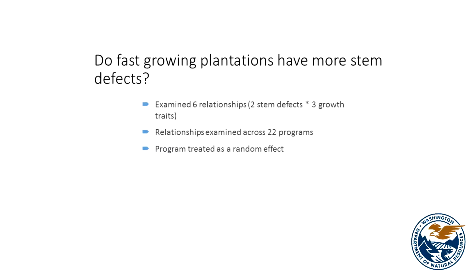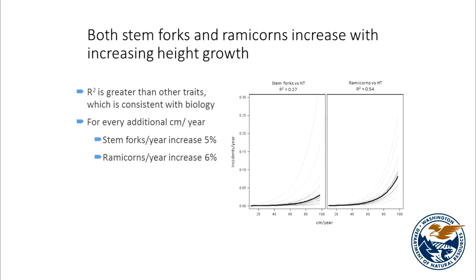So we took a look at 6 different relationships to see if faster growing plantations actually do have more stem defects. And the answer is yes. We do see more stem forks and ramicorn branches with increasing height. So particularly with height, we have an R-squared value of 0.54, so that's a pretty good R-squared value. We're seeing lots of the ramicorn branching explained by height growth. So for every additional centimeter of height growth you had in a given year, you could expect to see a 5% increase in the frequency of forking on your plantation, and a 6% increase of the frequency of ramicorn branching on your plantation.